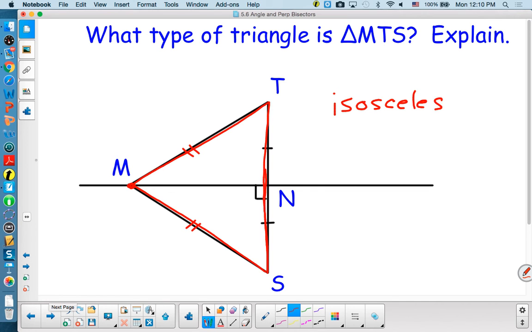If you want to put acute, I was after the idea of at least the isosceles.